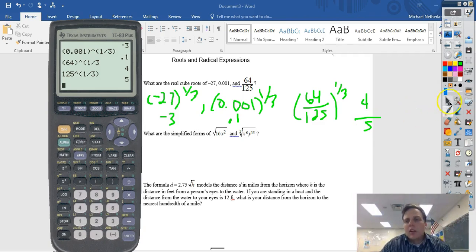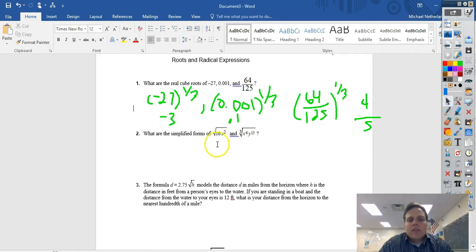Number 2. What are the simplified forms of this and this? So, the square root of 16x squared. My suggestion is to break it up. You would have the square root of 16 times the square root of x squared. What do we know the square root of 16 is? Well, it's easy, it's just 4. What do we know the square root of x squared is? X. So 4 times x is just 4x.